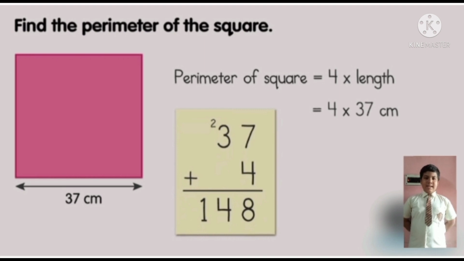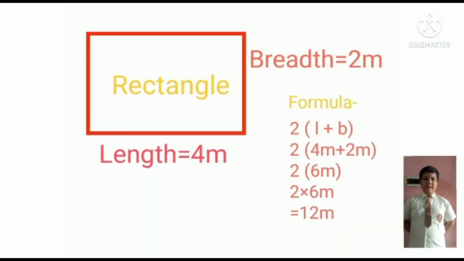If the side is 37 cm, then 37 cm into 4, 148 centimeter is the perimeter. And the formula to find the perimeter of a rectangle is 2 into length plus breadth. If the length is 4 meter and the breadth is 2 meter, then 4 plus 2 meter equals 6 meter. Now 6 into 2, 12 meter is the perimeter of the rectangle.